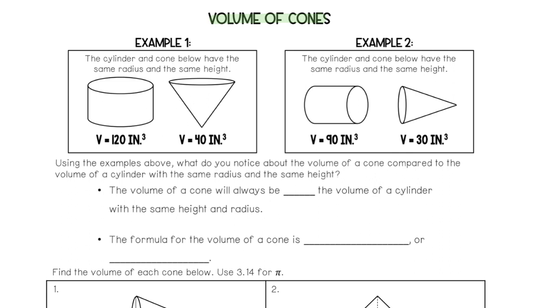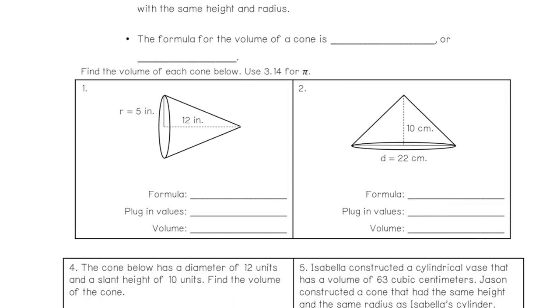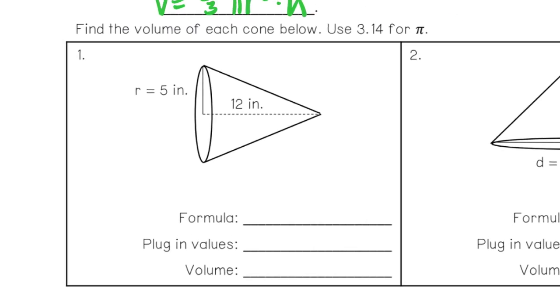So the formula for the volume of a cone would be 1/3 of area of the base times height, or volume equals 1/3 pi r squared times height, if we put it all together, of course. So let's look at the volume of a couple of these. So I'm going to start with this one here.